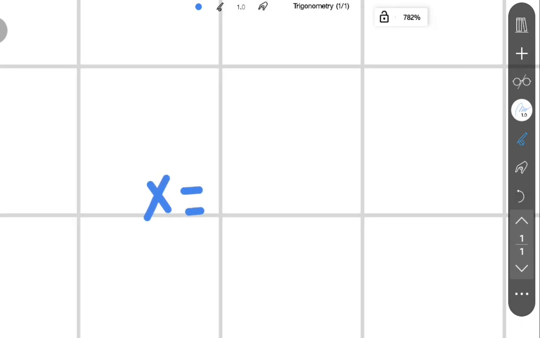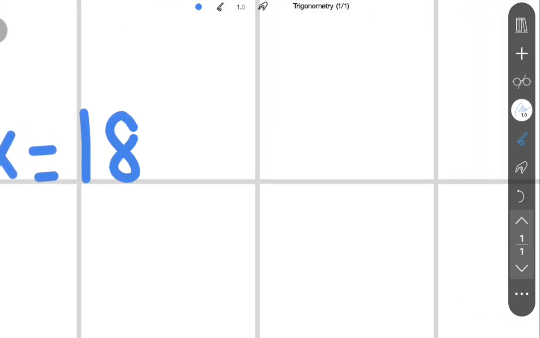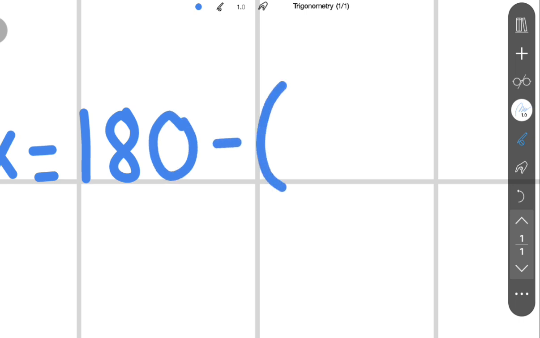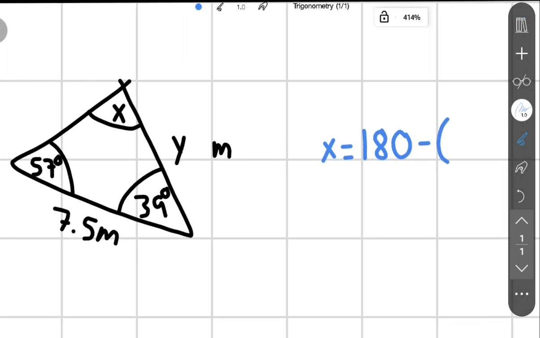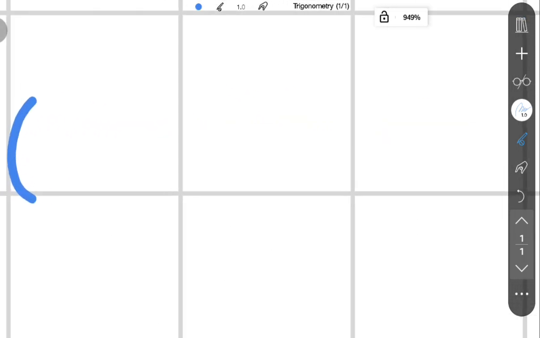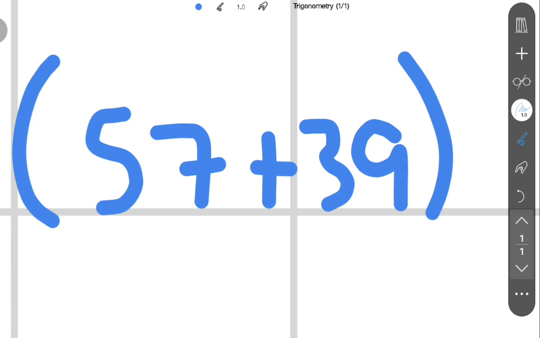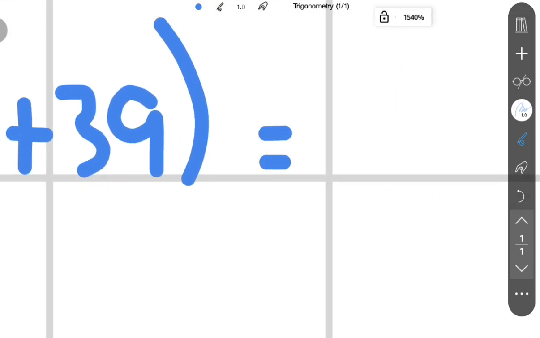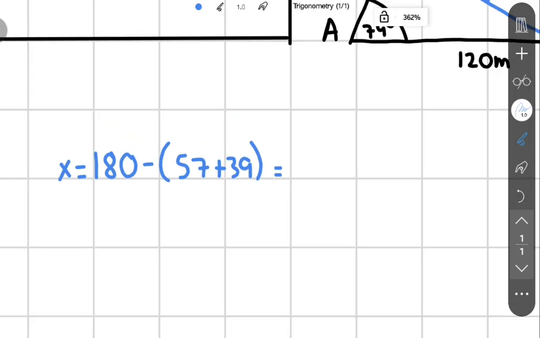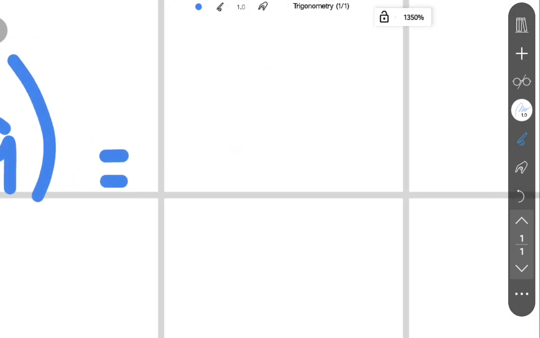x is equal to 180 minus, and then let's just add up the angles we have. 57 plus 39 plus 39, and this will equal 180 minus... x is equal to 84 degrees. All right.